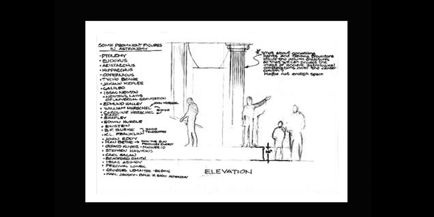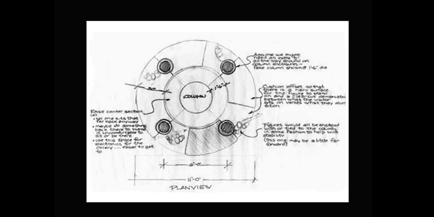Along the left side of this sketch, you can see a list of people who might appear on that dais, people like Copernicus and Galileo and people like that. This plan view describes how I proposed that we enclose the 4 steel pillars that came just outside of the main concrete pillar. All of this structure was necessary for holding up the floor of the planetarium above, but on this level we needed to do something to disguise it.